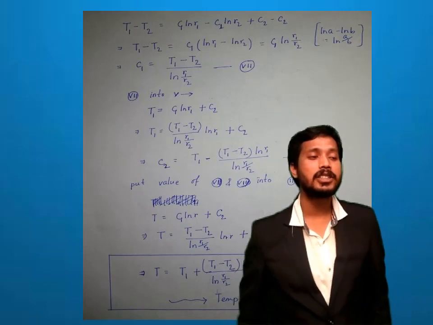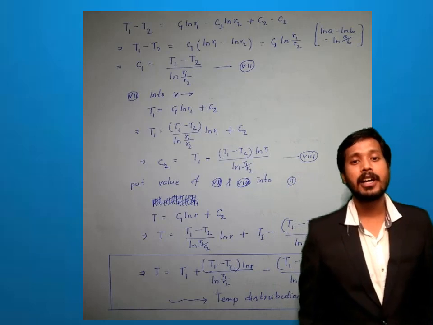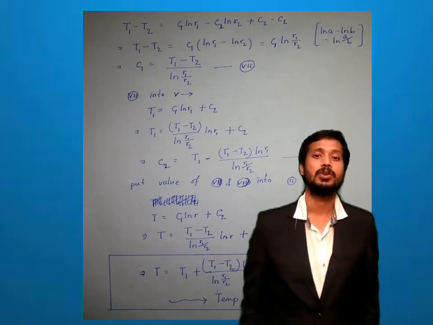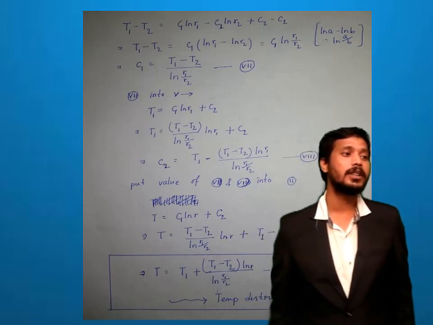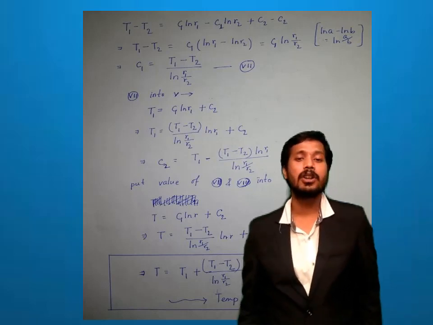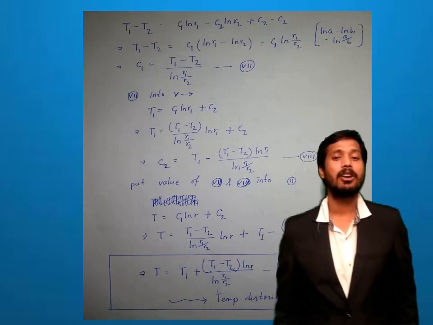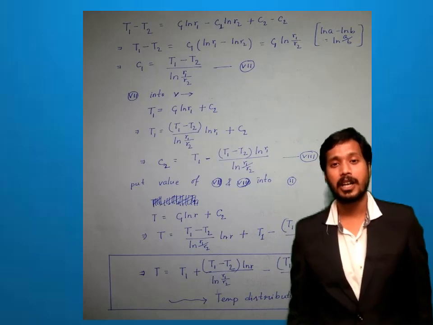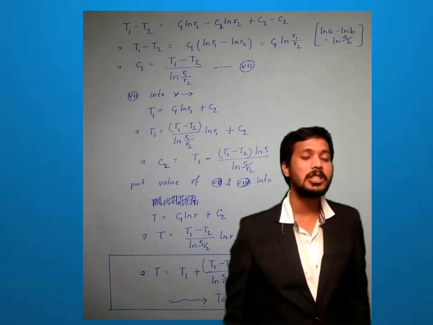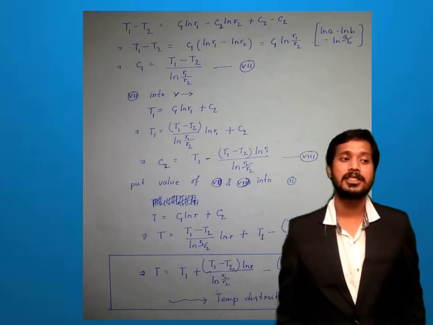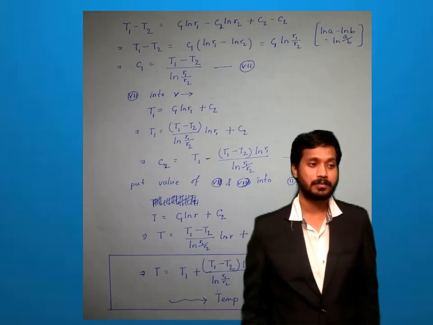So we can write C1 into ln of R1 by R2. Now we get the value of C1. So now we want the value of C2. So how do we get this? Put the value of C1 into that equation 5. So what will we get? T1 equals C1 into ln of R1 plus C2. So T1 equals T1 minus T2 by ln of R1 by R2 into ln of R1 plus C2. So from here the value of C2 comes: T1 minus T2 into ln of R1 divided by ln of R1 by R2.